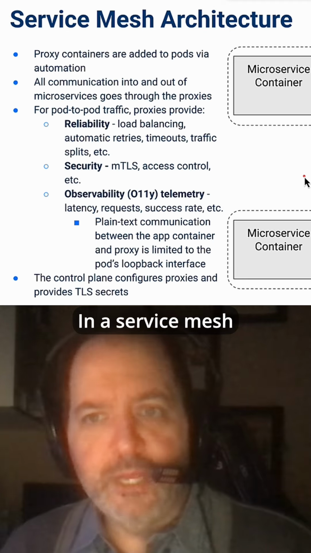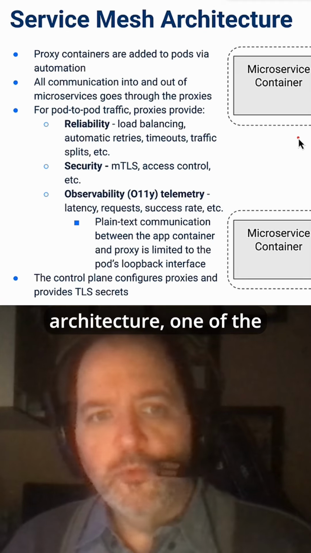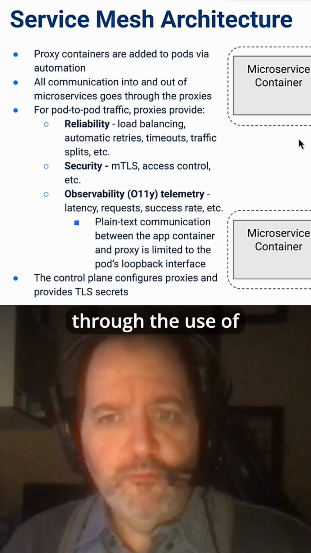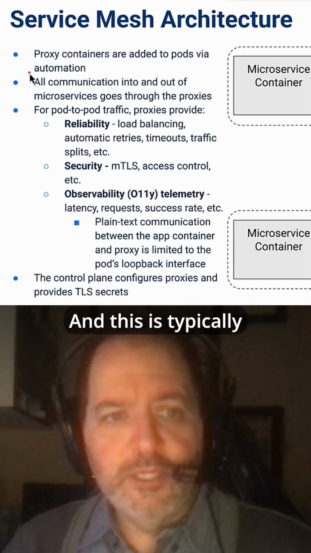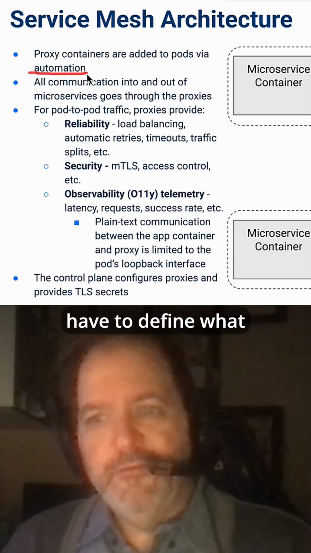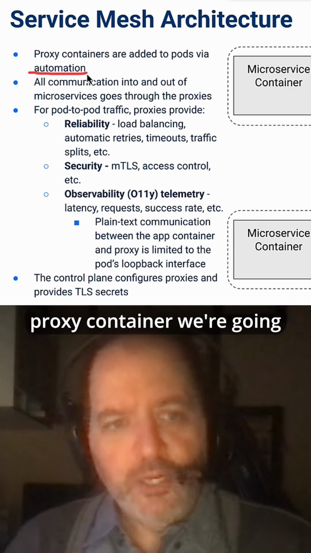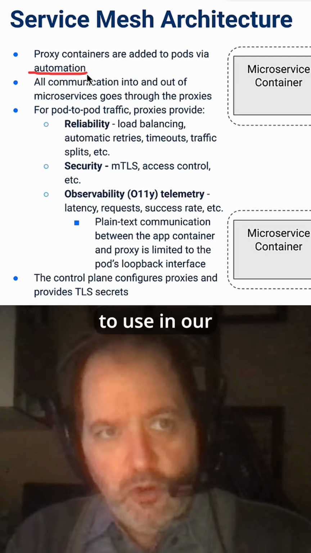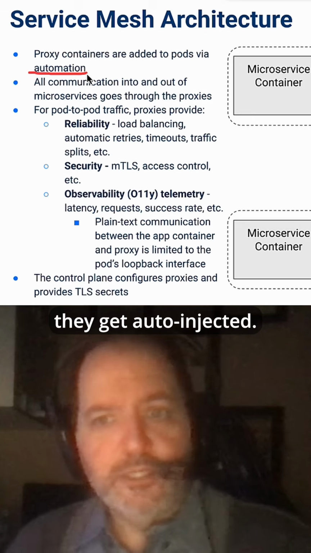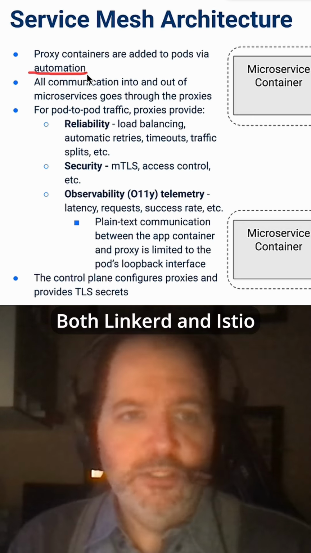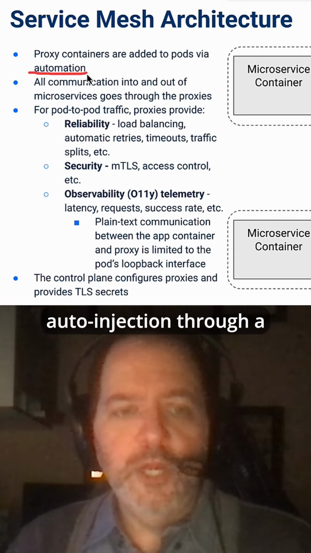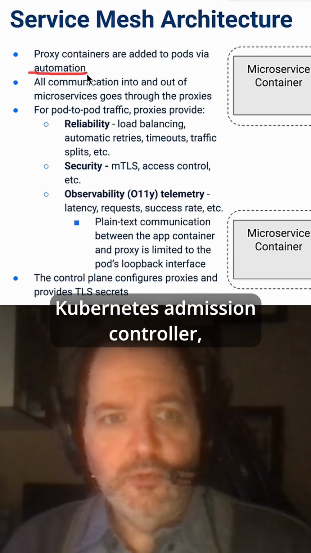In a service mesh architecture, one of the ways that we transparently add these features is through the use of proxy containers. And this is typically done through automation, so that, again, we don't have to define what proxy container we're going to use in our pod specs, in our deployment specifications. What they do is they get auto-injected. Both Linkerd and Istio provide this type of auto-injection through a Kubernetes admission controller, right? So it's basically done in flight.